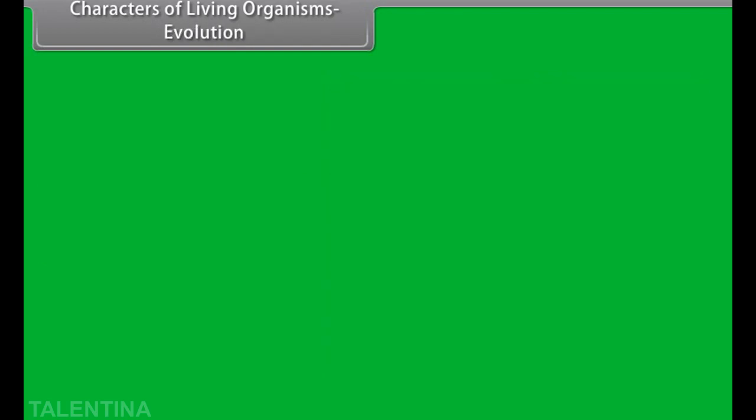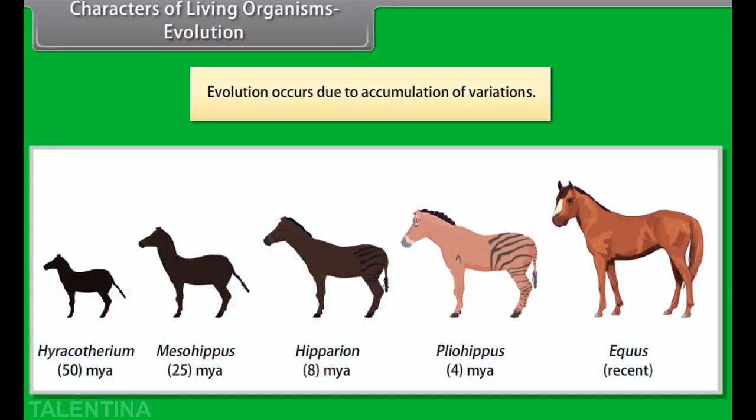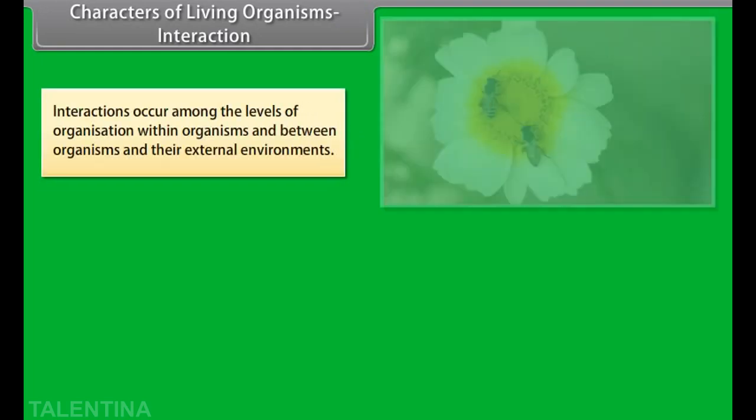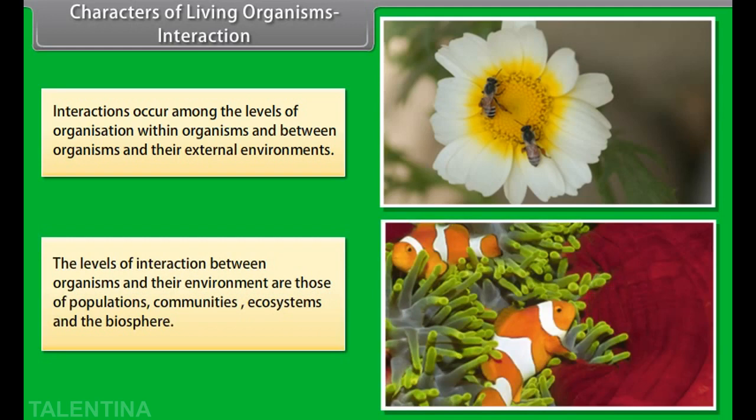Characters of living organisms: Evolution. Evolution is formation of new species from the pre-existing ones. Evolution occurs due to accumulation of variations. Characters of living organisms: Interaction. Interactions occur among the levels of organization within organisms and between organisms and their external environments. The levels of interaction between organisms and their environment are those of populations, communities, ecosystems, and the biosphere.